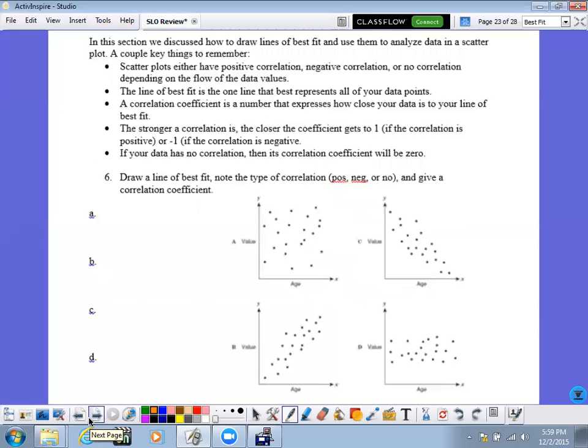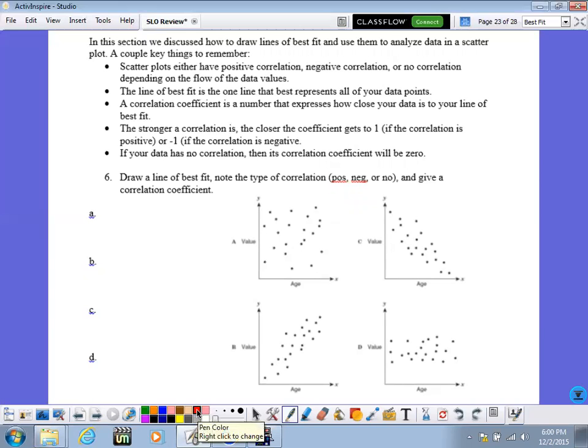Let's go to scatter plots. So in this, there's a bunch of stuff about scatter plots. You got positive correlation, negative correlation, or no correlation. Your line of best fit is the one line that best represents all the data. Correlation coefficient was that number between -1 and +1 that represented the strength of your data. And then if it has no correlation, your correlation coefficient is going to be 0. So then it says draw a line of best fit. Note the type of correlation, positive, negative, or no correlation, and give a plausible correlation coefficient.